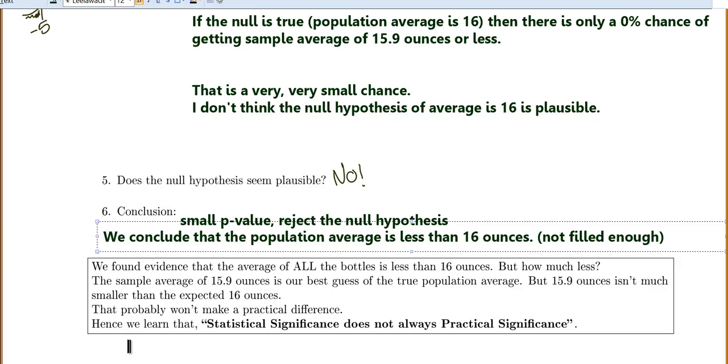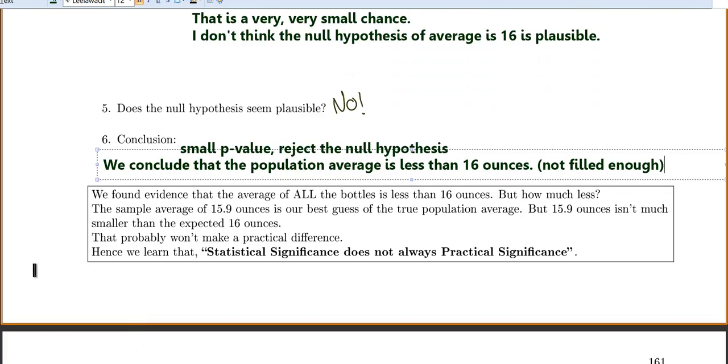Now I have a bit of a caveat for you. We found evidence that the average of all the bottles is less than 16 ounces. But maybe a more important question is how much less? So the sample average of 15.9 ounces, that would be our best guess of the true population average. But 15.9 ounces isn't much smaller than the expected 16 ounces. And so that probably won't make much of a practical difference. Like for me as a consumer, I would never notice if they cheated me out of 0.1 ounces. And so it probably doesn't make that practical difference. And so hence we learned that statistical significance does not always mean practical significance.